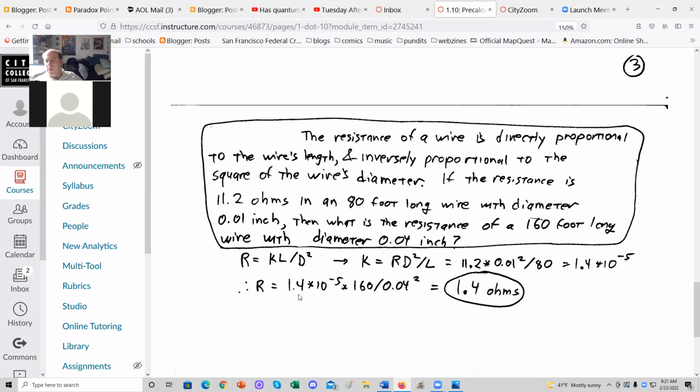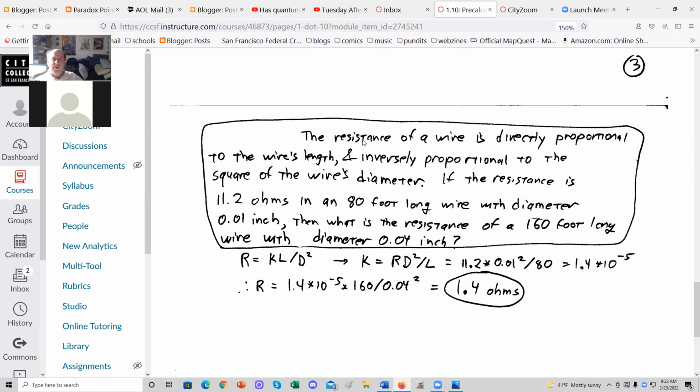Here we have a proportion problem about resistance of a wire. It's directly proportional to the wire's length. So twice as long a wire means twice the resistance. That's inversely proportional to the square of the wire's diameter. So twice as wide a wire means 1/4 the resistance. The resistance is 11.2 ohms in an 80-foot long wire with diameter 0.01 inches. Then what is the resistance of a 160-foot long wire with a diameter of 0.04 inches?